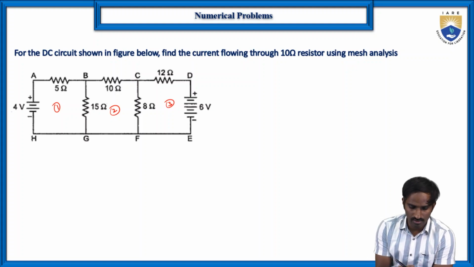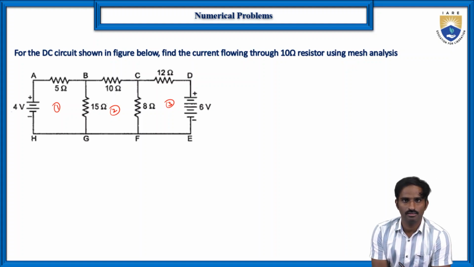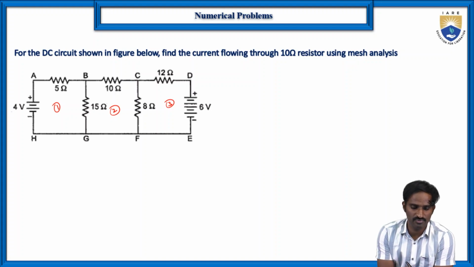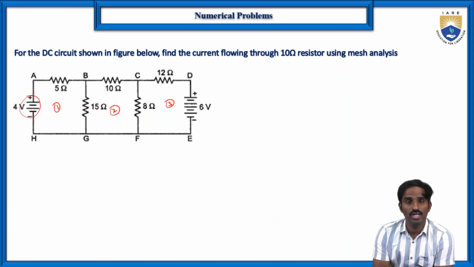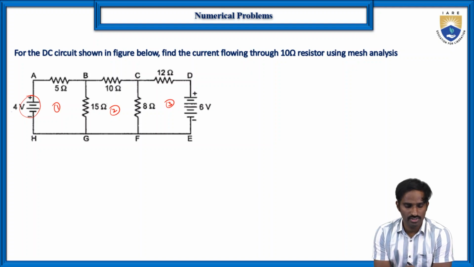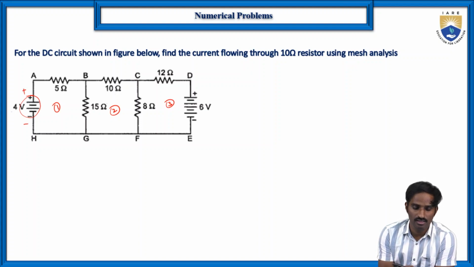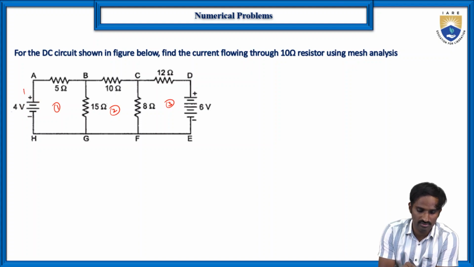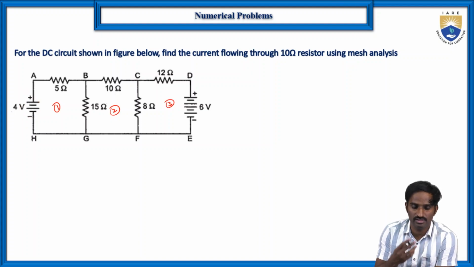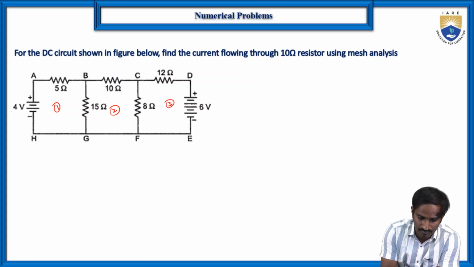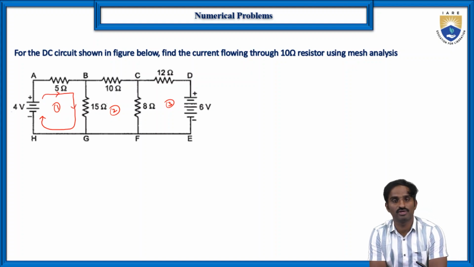The loop current, or mesh current, in the first loop depends on the polarities of the source present in that particular loop. Here the polarities are plus and minus, so the current will flow from high potential to low potential. So we can take the direction of the loop current in the first loop this way. This is the direction of the current in loop 1.